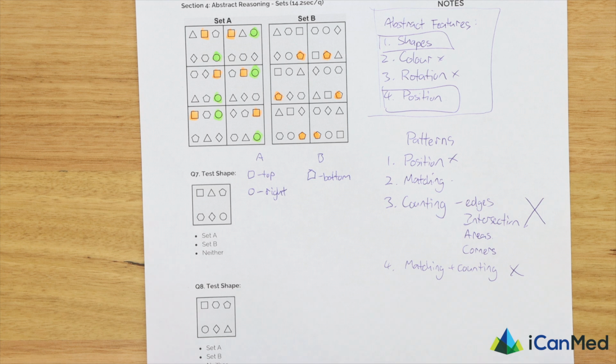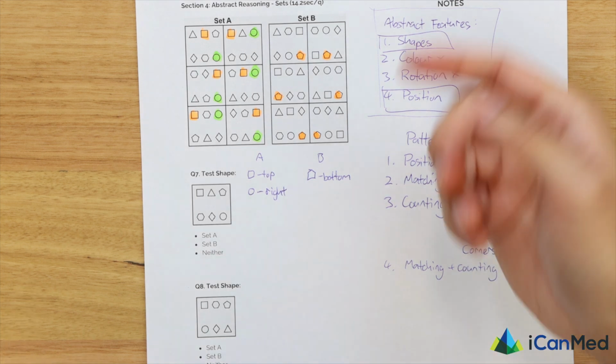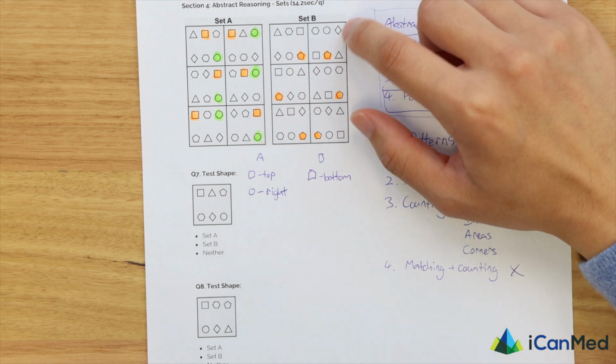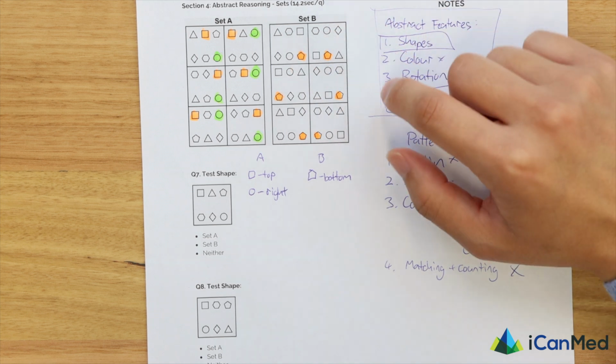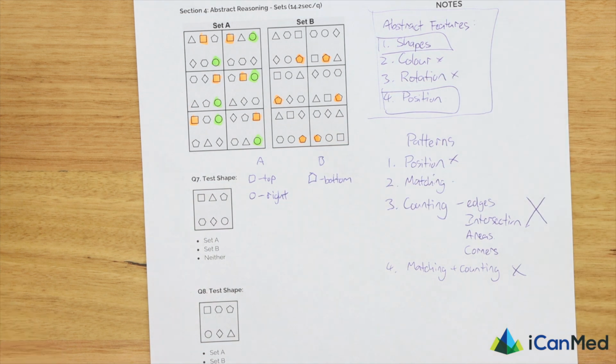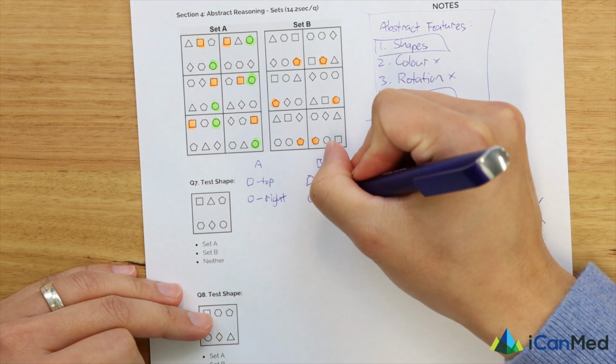Okay, now the next one, circle. Okay, circle is at middle, bottom, bottom, middle. Okay, top, middle, top, middle, top, middle, bottom, middle, bottom, middle. What's in common? Always in the middle.